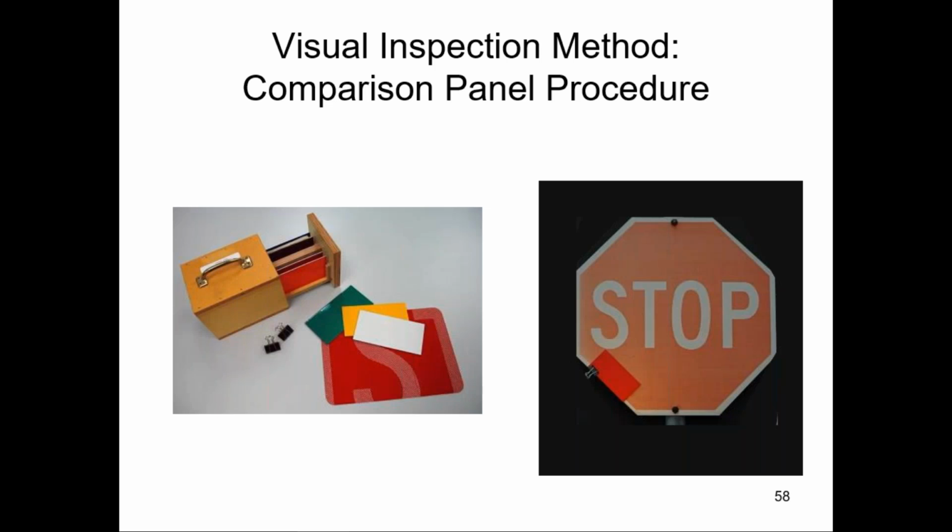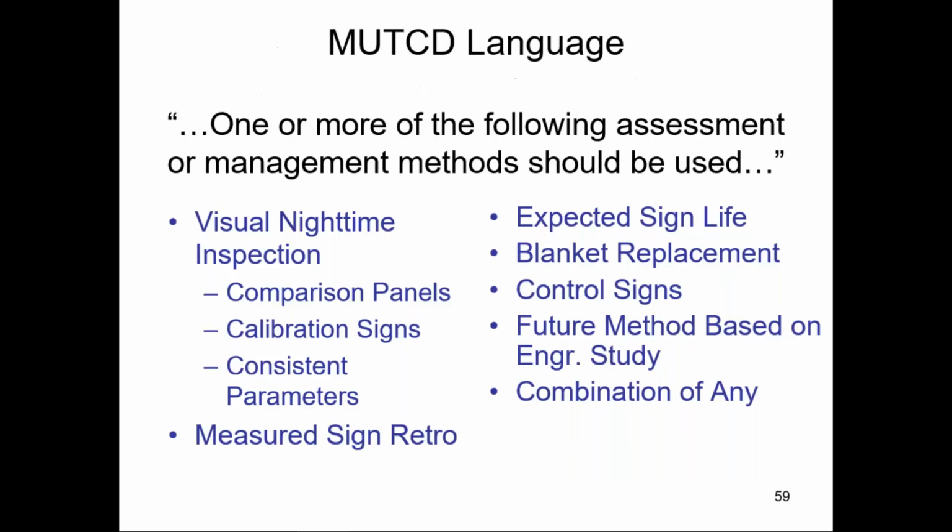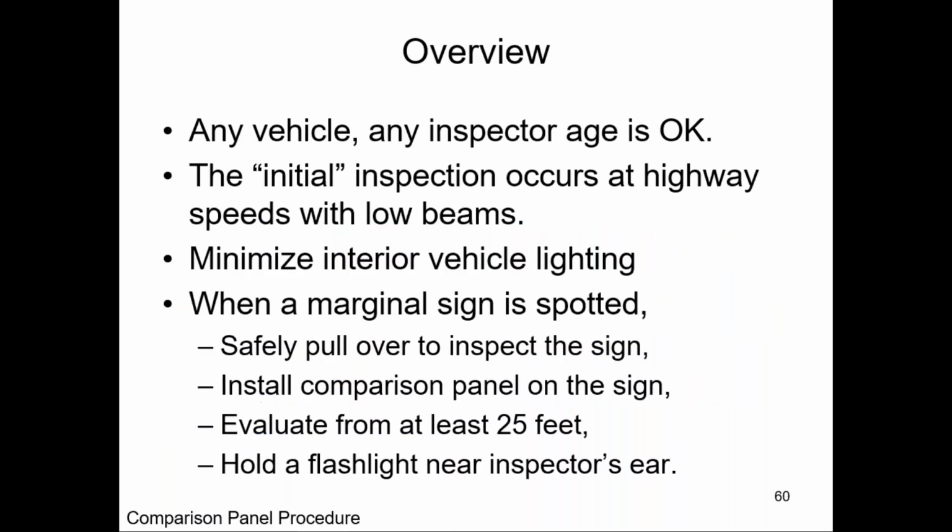So now we're getting into the assessment and then the management methods, and we're in the visual inspection methods. The first one we're going to look at is the comparison panel procedure. You can kind of see what's involved here. We'll go into more detail. Again, you'll see this slide multiple times. This is just to orient you in terms of where we are in these different assessment and management methods. We're in the assessment method, nighttime visual inspection, comparison panel procedure.